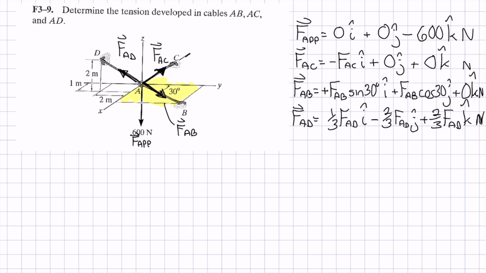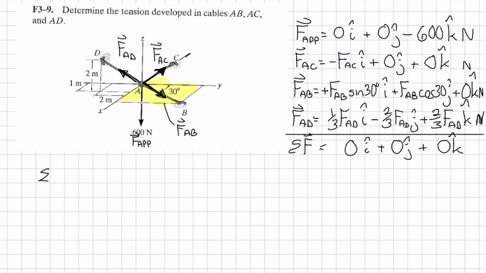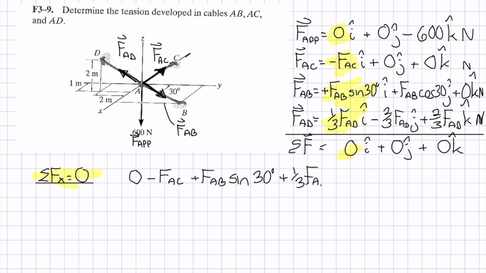I now have these four forces. Now, because it's in static equilibrium, I know that these forces have to add up to 0. So this is going to allow us to get 3 equations. I am going to add up all the x components to be 0. So 0 minus F_AC plus F_AB sine 30 plus 1/3 F_AD equals 0. I'm going to call that equation 1.